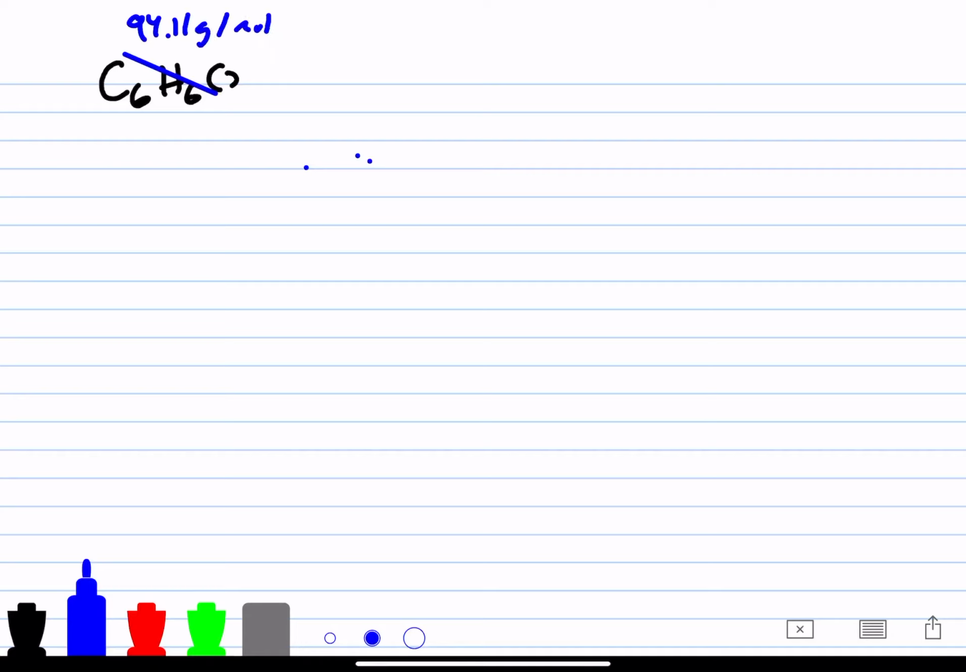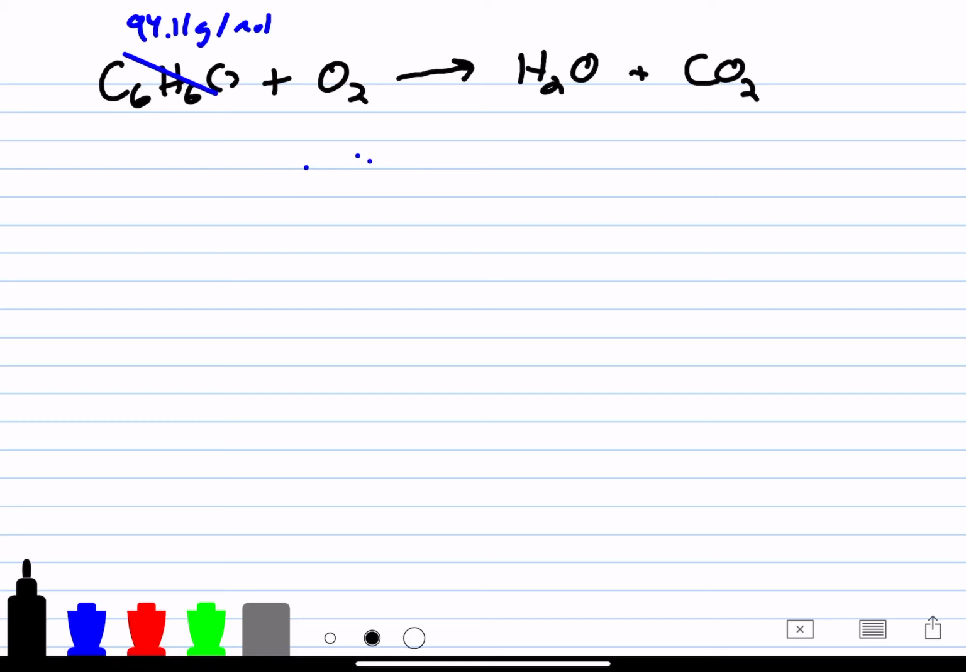And it undergoes complete combustion with excess oxygen, so we don't have to worry about limiting reactants here, to form water vapor and CO2. We collect the water vapor, condense it, and cool it to 35 degrees Celsius, and we end up with 15.3 milliliters of water. The density at 35 degrees is 0.994 grams per milliliter. So if we collect 15.3 milliliters, this question wants to know how many grams of phenol did we burn?